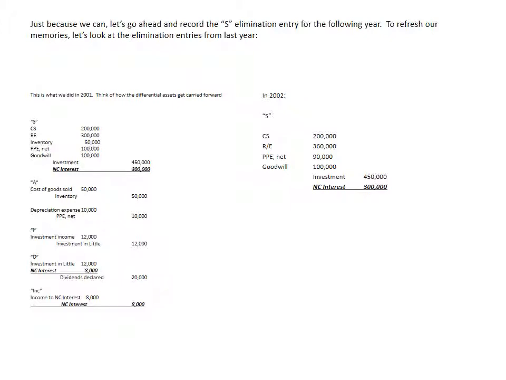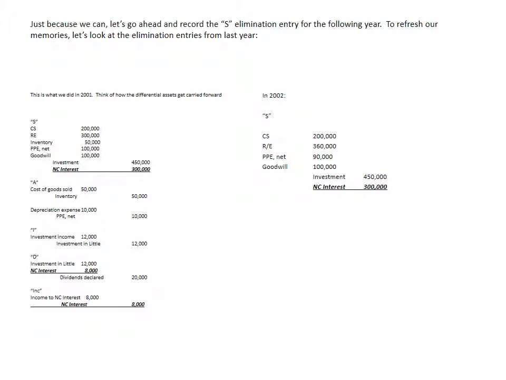We can do one of two things. We could look at last year's elimination entries and say, okay, where did the non-controlling interest end up last year? Again, first we credited it for 300,000, then we debited it for 8,000, then we credited it for another 8,000 for a $300,000 net credit, and that's what we're reestablishing in the S entry for 2002.